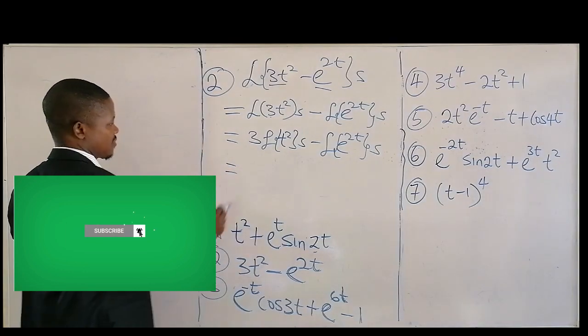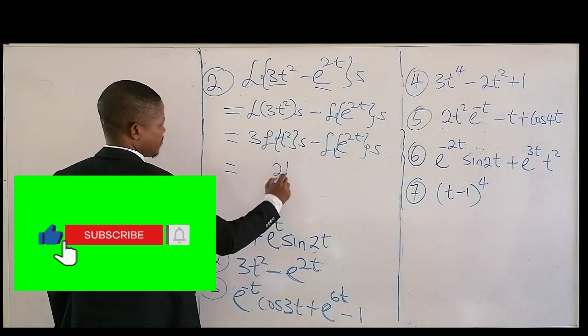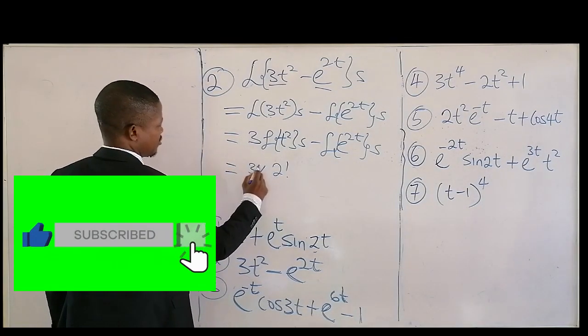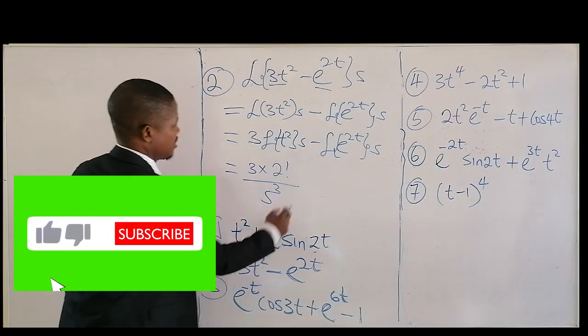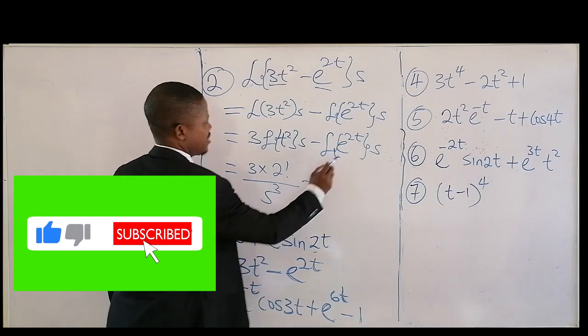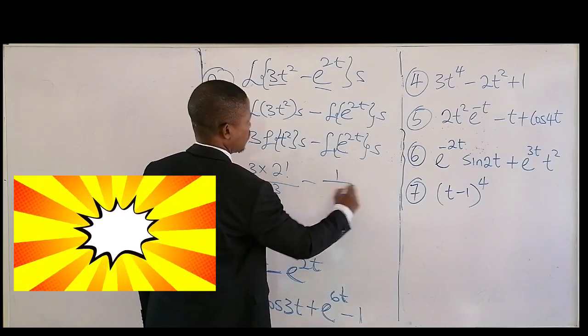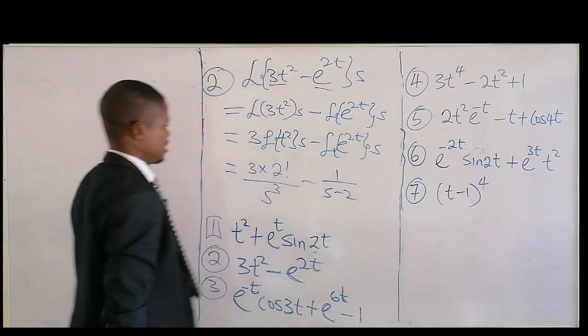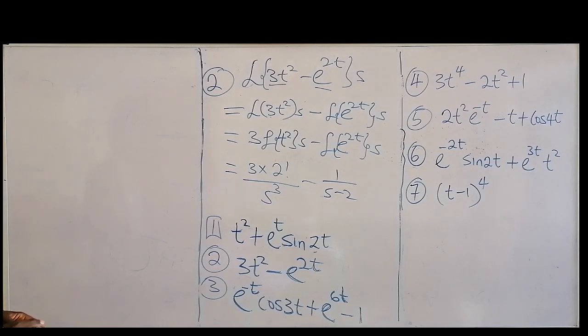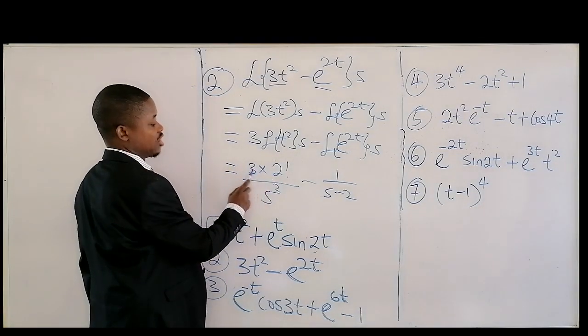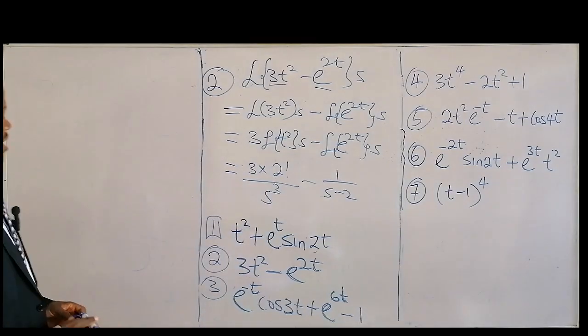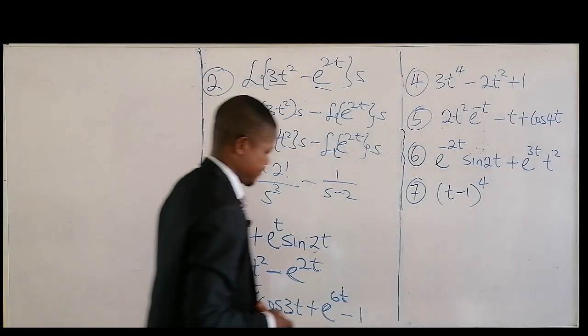So the final conclusion, t squared will be 2 factorial. 3 is here. 3 times 2 factorial over x cubed. Then plus minus. Here, for the exponential, it will be 1 over x minus 2. That finished that. If you want to do the algebra, 3 times 2 factorial is 3 times 2, and that will be 6. Okay? So that's that.